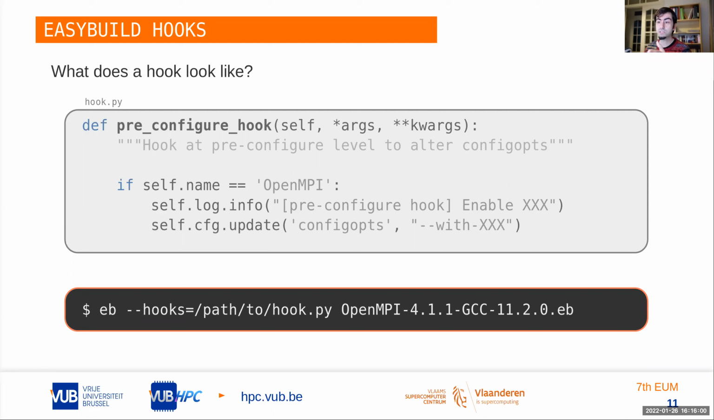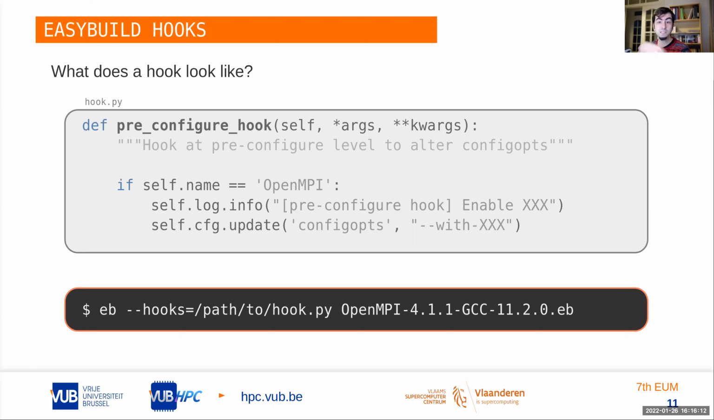And then there you can just, for instance, in this case, we update the configopts parameter of, let's say, OpenMPI, and we can add whatever you want to enable in that configuration parameter. And that will be done automatically whenever you install an easyconfig of OpenMPI. And that means that you can use the OpenMPI easyconfig from the upstream repos in EasyBuild without having to bother editing the easyconfig yourself. So that's very handy.